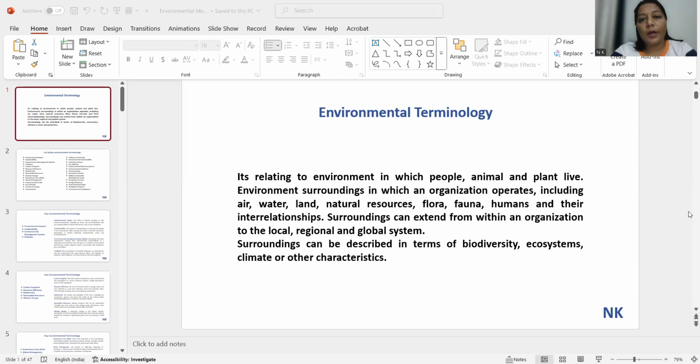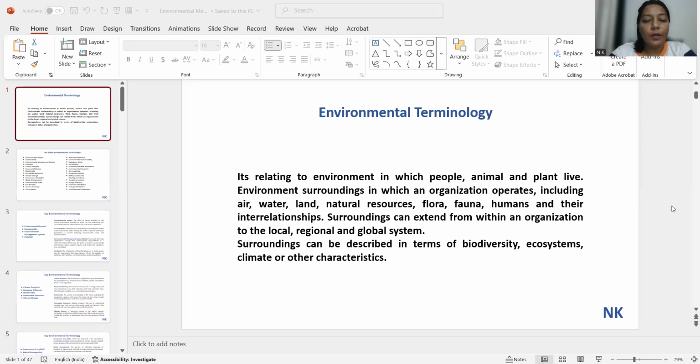Today we will discuss environmental terminologies. It's relating to the environment in which people, animals, and plants live. So environment is the surroundings in which an organization operates, including air, water, land, natural resources, flora, fauna, humans, and their interrelationships. Surroundings can extend from within the organization to local, regional, or global systems also.